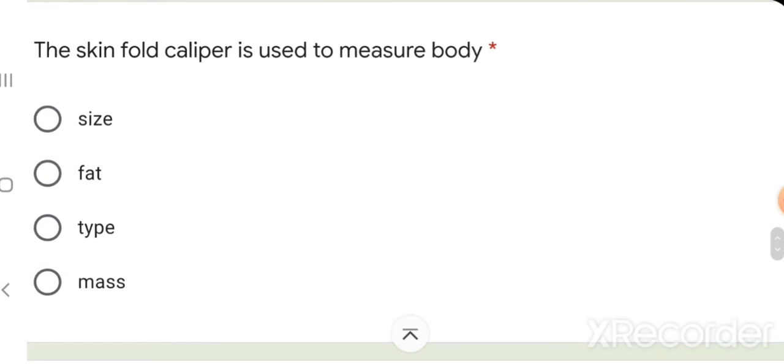The skin fold caliper is used to measure body size, fat, type, or mass. Everyone's supposed to know this one. It is fat.